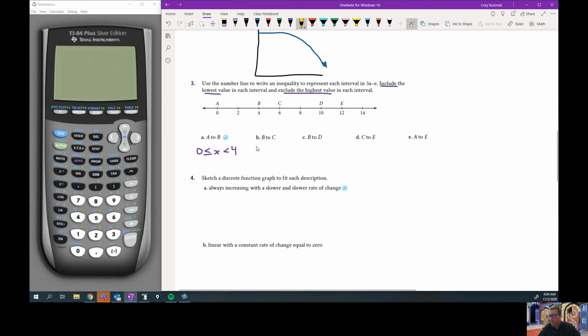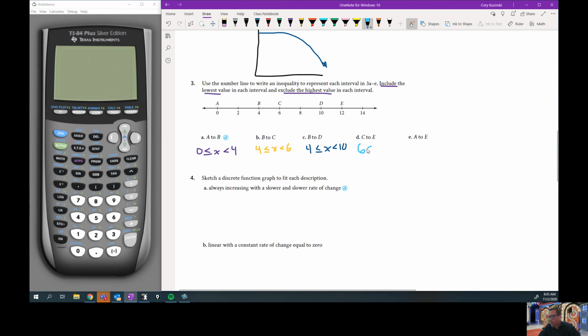All right, from B to C, that's 4 to 6. So 4 is less than or equal to X, which is less than 6. B to D, so 4 to 10. 4 is less than or equal to X, which is less than 10. Another way we can say this is that X is any number between 4 and 10, including 4. All right, C to E, 6 to 12.